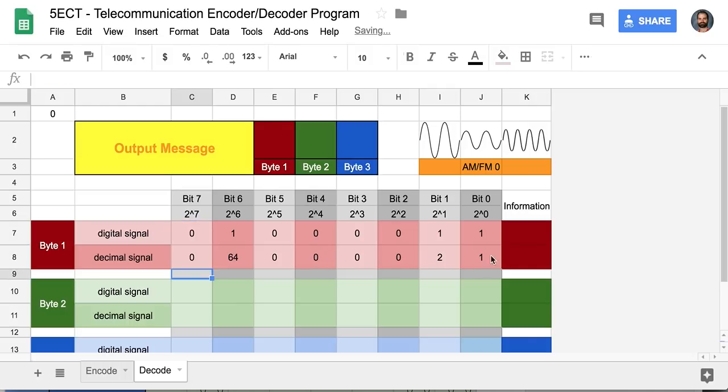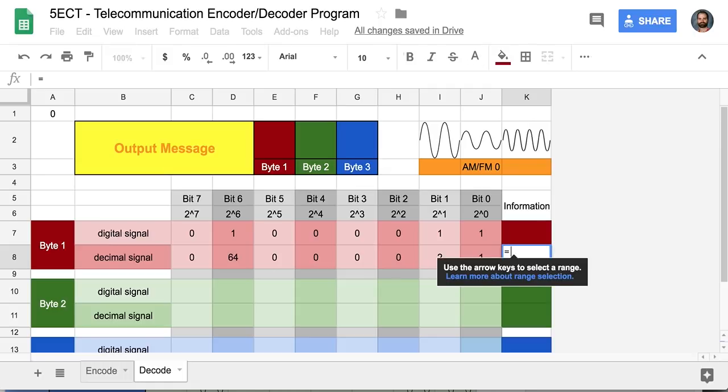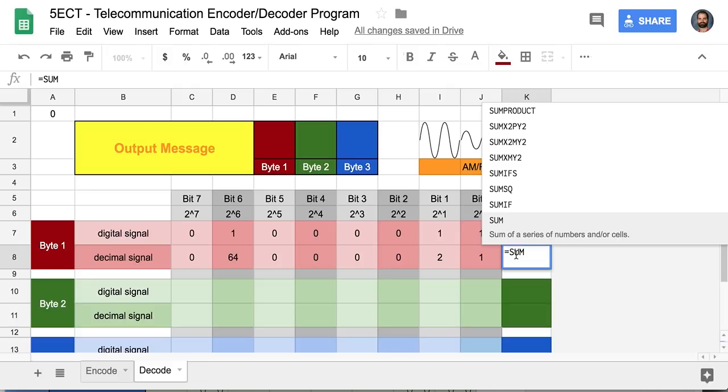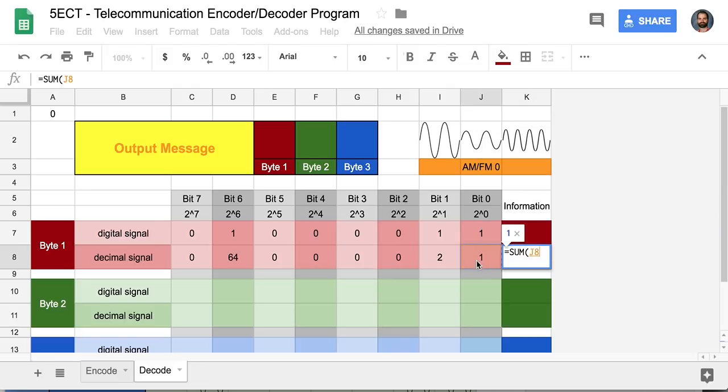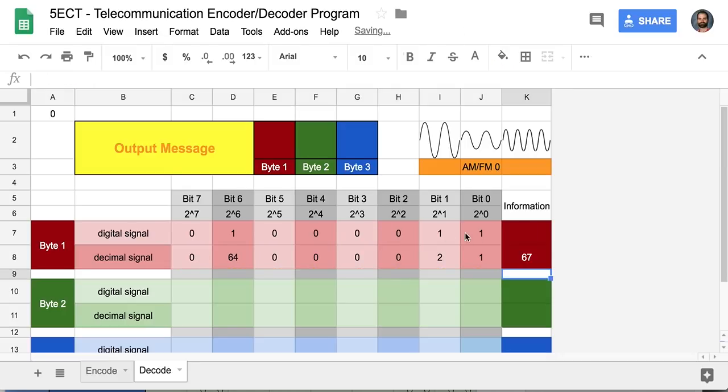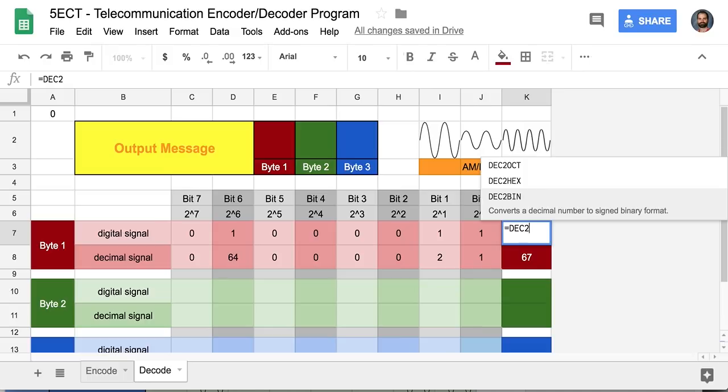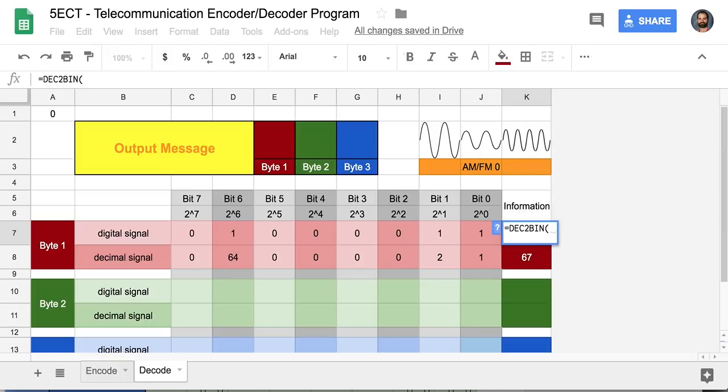Now that I have it in decimal form, I'm able to figure out what the decimal signal is, and that's going to be the sum of this whole row. And of course, for completeness, I want that in binary, so I'm going to use that same decimal to binary. And drop the 0 again, so I got to tell it it's Unicode 8. That's universal code, 8 bits, also known as ASCII.